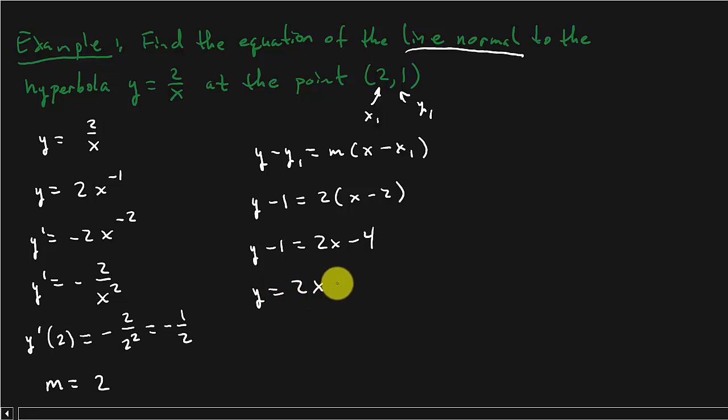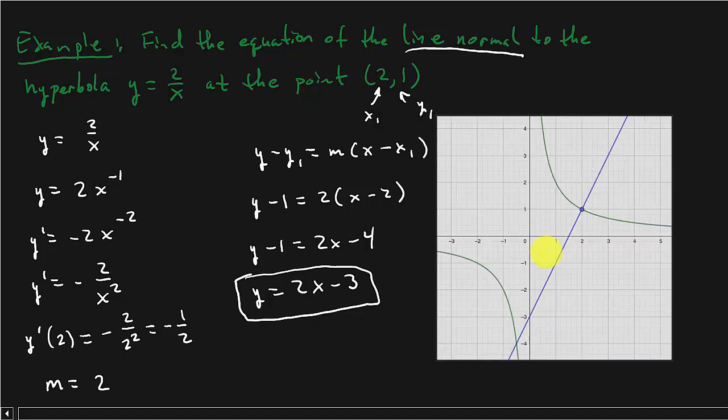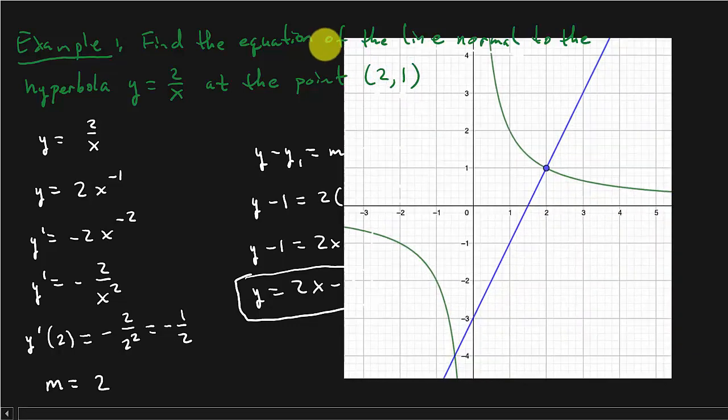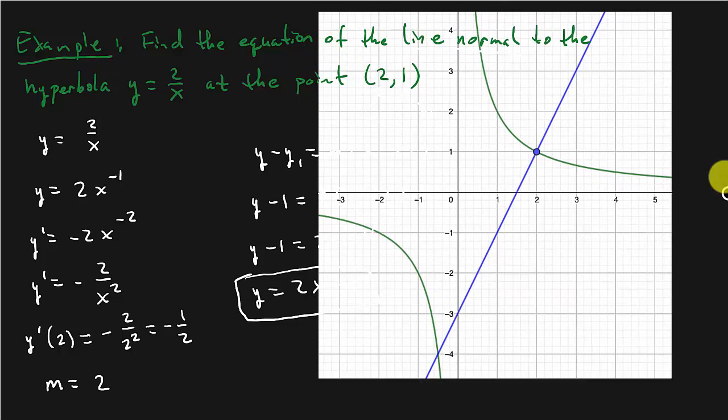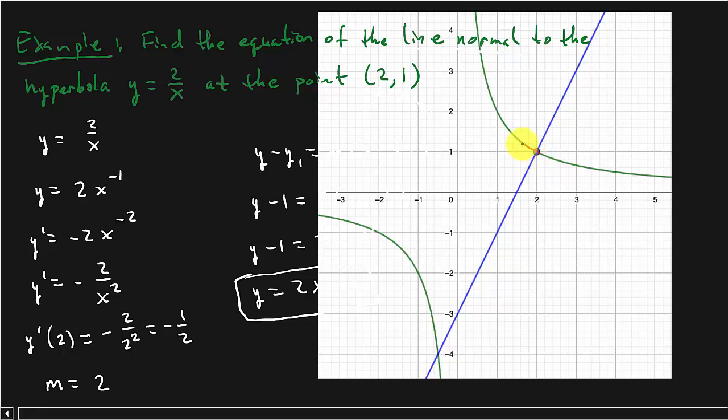Y equals 2x minus 3. And there is the equation of your line. And once again, how about we look at a picture of it? Let's make it a little bigger. And there it is. If you drew in the tangent line right here, if we sketch that in, there's your tangent line.